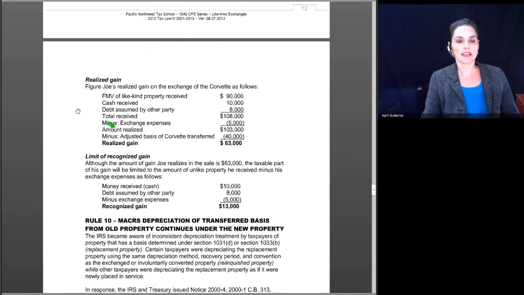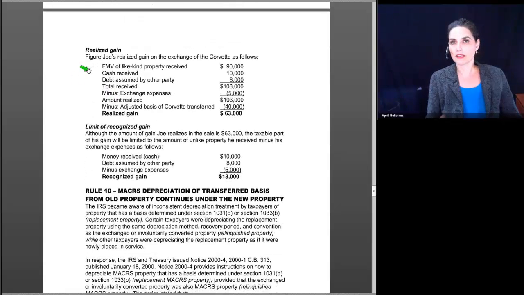Firstly, we figure his realized gain. Everything looks the same except we have an extra line inserted in. We figure his gain on the exchange of the Corvette by going to the fair market value of the property he's received, the cash that he received as boot, and the debt that is being assumed by the other party of $8,000. So it really means the amount he's receiving in that transaction is $108,000. He's still allowed to subtract the exchange expenses, then he ends up with an amount realized of $103,000. So the adjusted basis of the Corvette transferred is still $40,000, but now we've got a realized gain of $63,000.